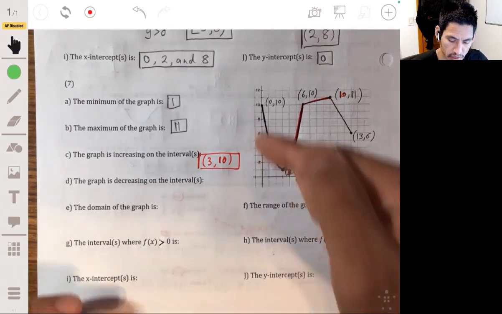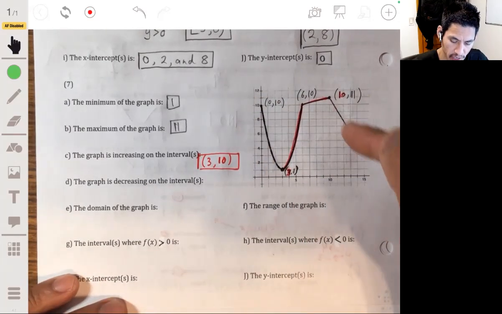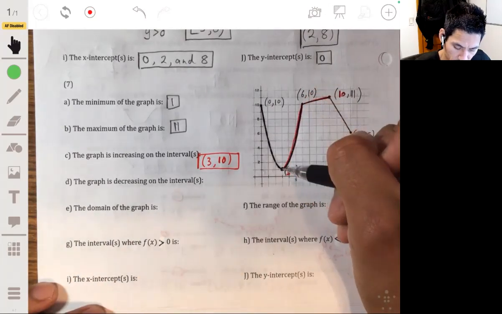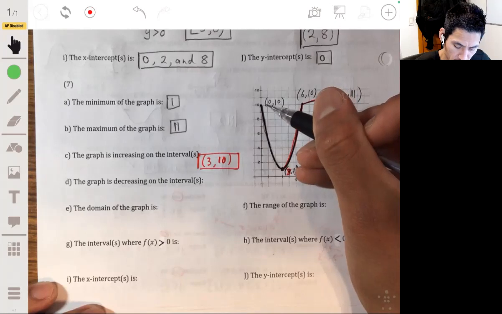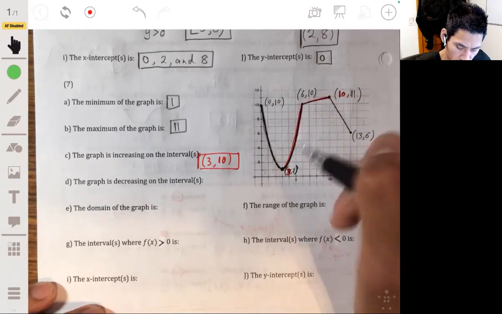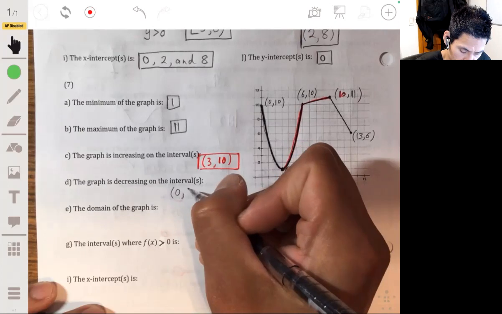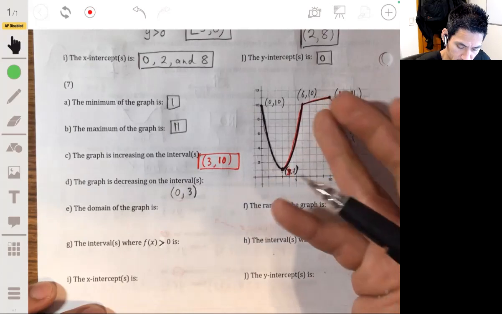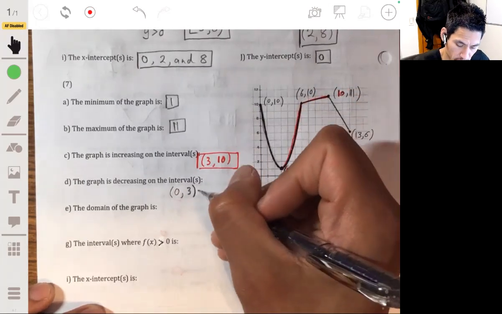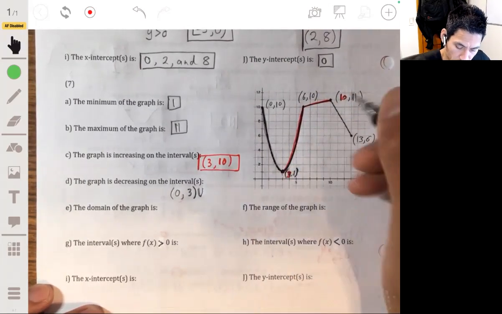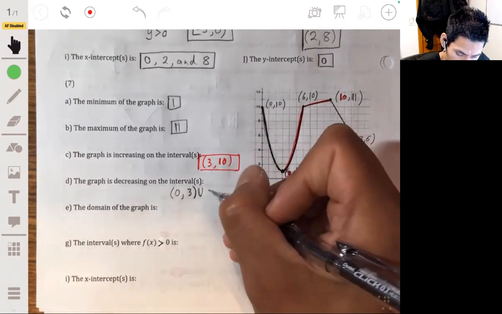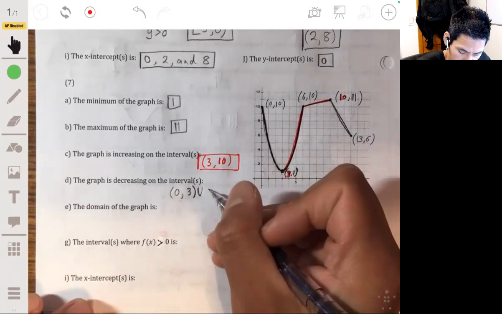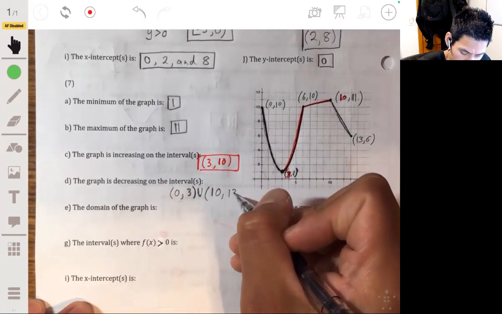Decreasing. It's decreasing here and here. This first portion, the interval on this first portion, is from 0 to 3. So from 0 to 3. Again, we're talking about the x coordinates, 0 to 3. Then we skip this whole red region, so we're going to put a union. Then we start up again at 10, and from 10 to 13. Parentheses around 10, comma 13.